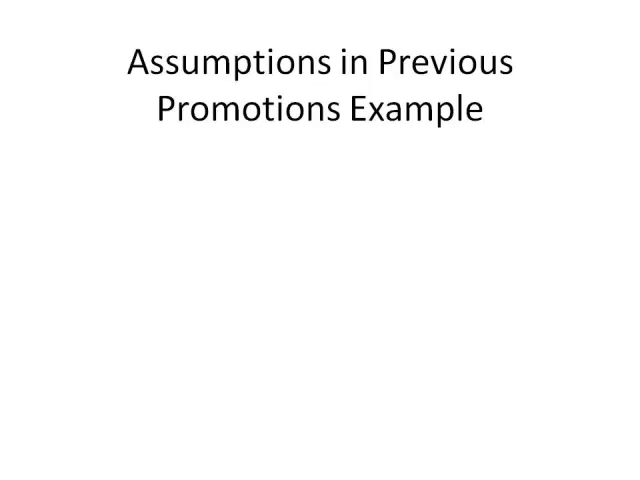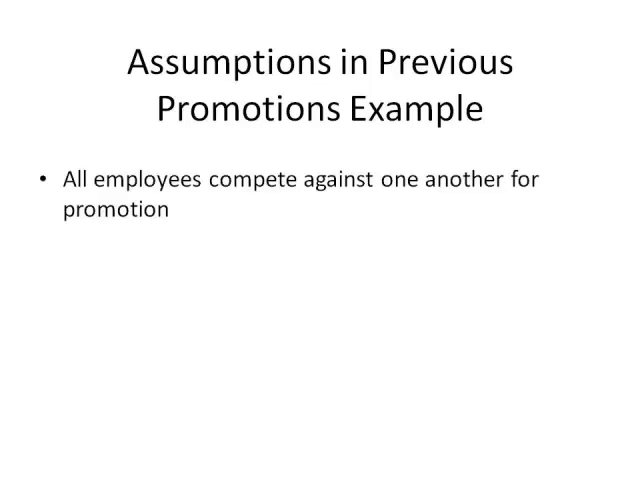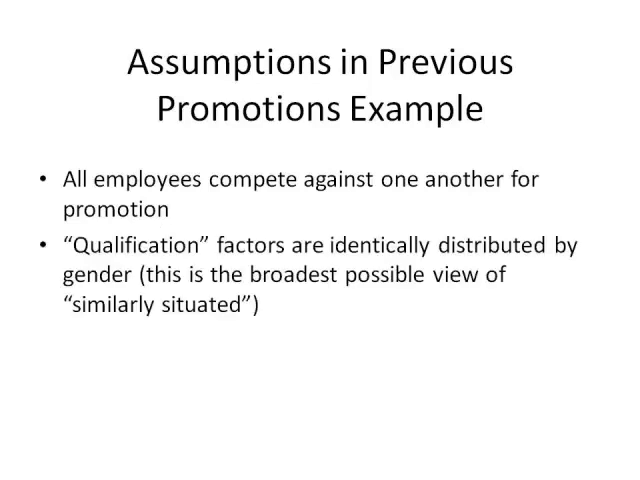But let's think about the assumptions in this example for just a minute. The first assumption is that all 1,000 employees are competing against one another for the promotion. It also assumes that qualification factors are identically distributed by gender. So there's going to be no difference in the qualifications between men and women in this group. And this is the broadest possible view of similarly situated.